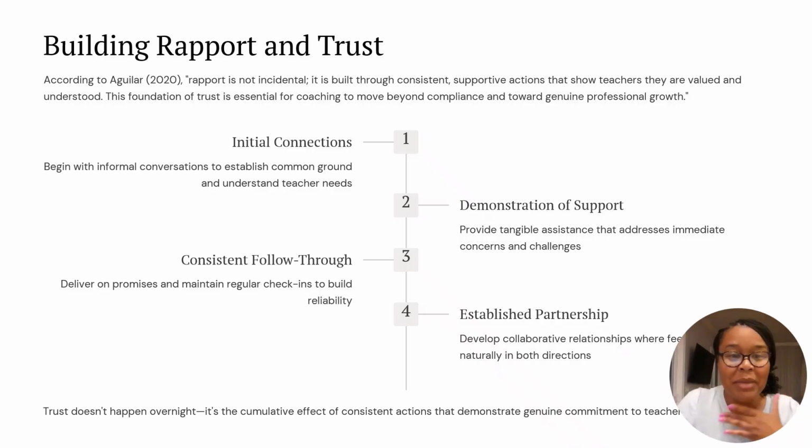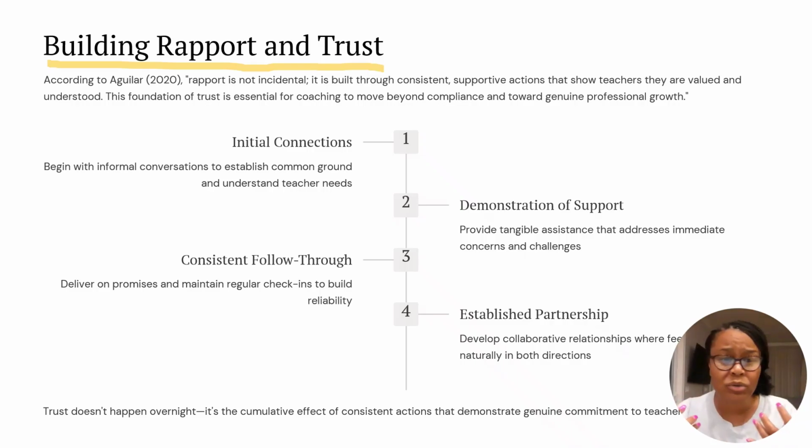When we talk about building rapport and trust, trust is earned over time. Think about the informal chats we have with our teachers, our follow-through, the promises we make, and being able to provide real support. This is crucial. This steady commitment builds strong trust, reciprocal coaching, and partnerships that go way beyond the surface of compliance. So what are you doing to make sure you have your initial connections with your teachers?